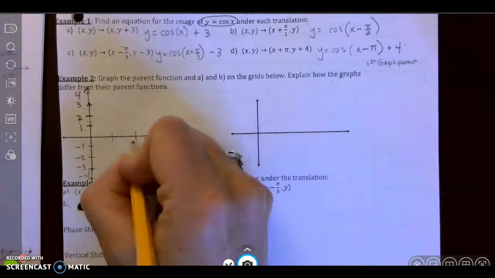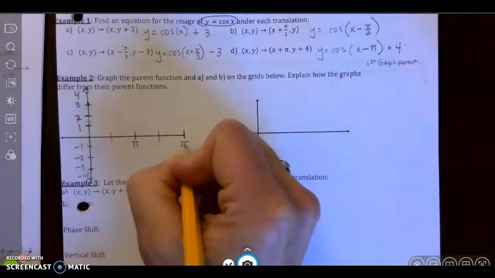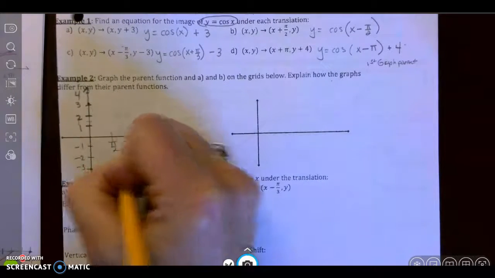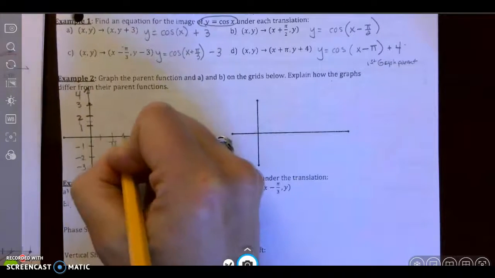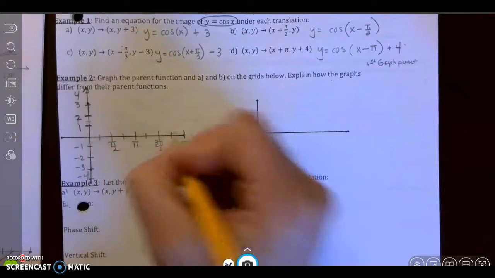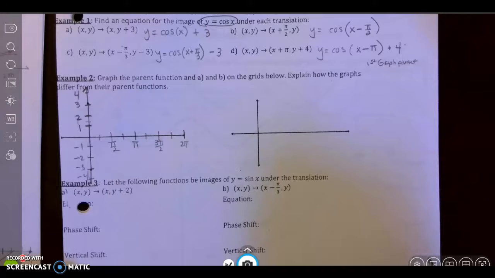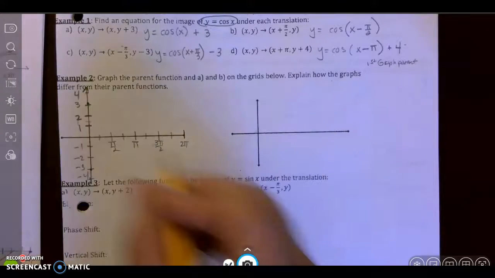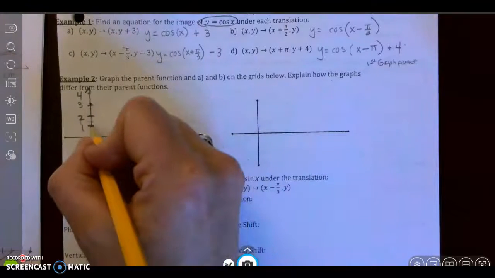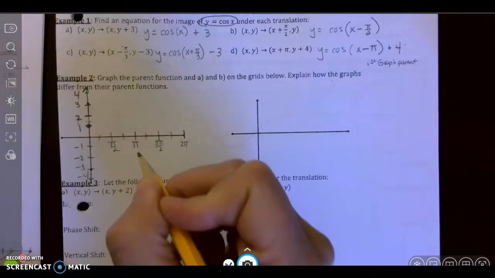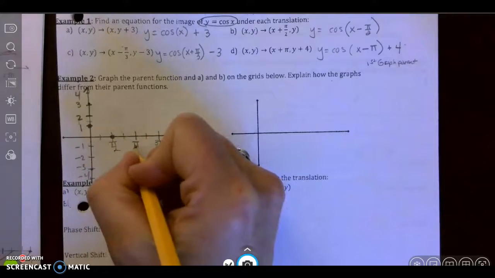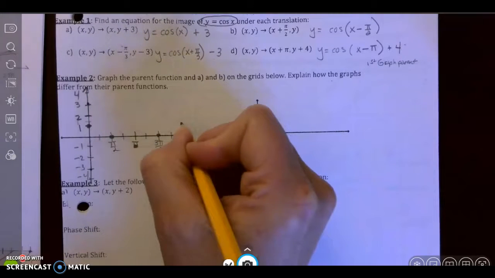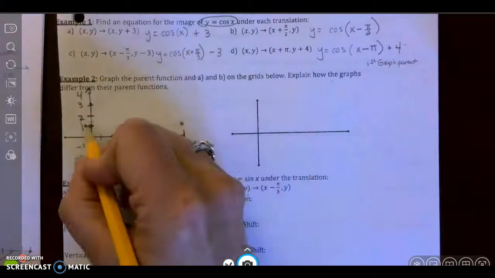And remember, this is pi and 2 pi. These are my 4 corners. And then those would be pi 1/4 pi's. Right, so for the parent function cosine begins right here at 1, and then it's 0, then goes to -1, back to 0, back to 1.